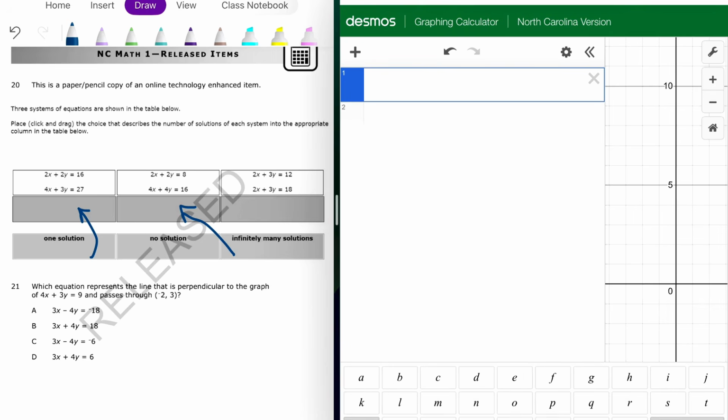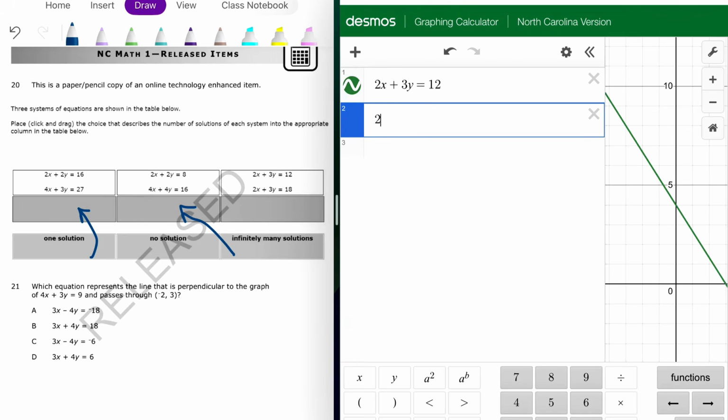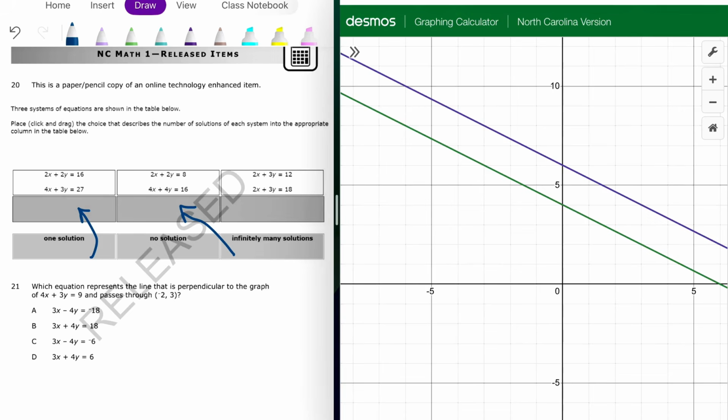You're going to put this here, and this here. And you're just going to make sure you didn't make a mistake on the other two. So I see that they don't cross, and so then that means they don't have a solution.